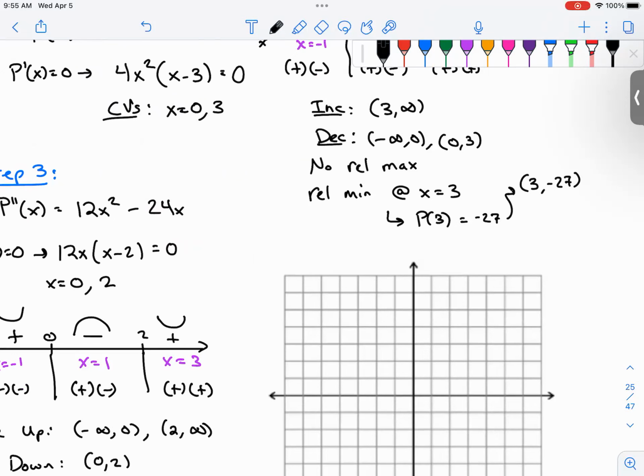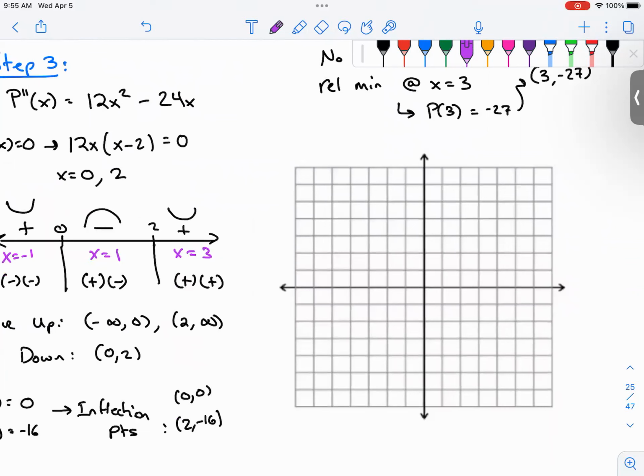So we'll make each one of these tick marks 5, 10, 15, 20, 25, 30. Negative 5, negative 10, negative 15, negative 20, negative 25, negative 30, and so on and so forth. But all of our critical values are pretty well localized, 0 to 3. And so we can leave the x scaling the way it is.